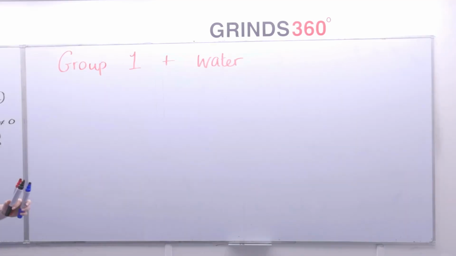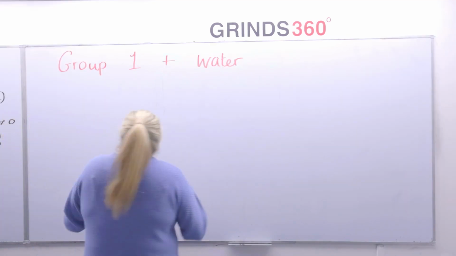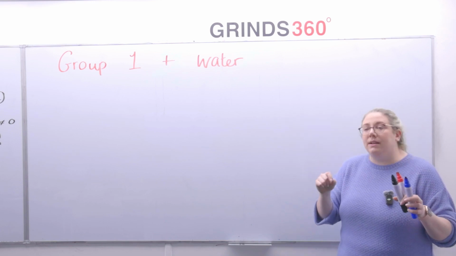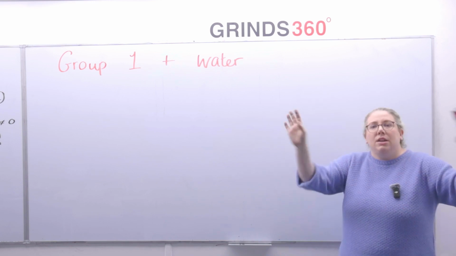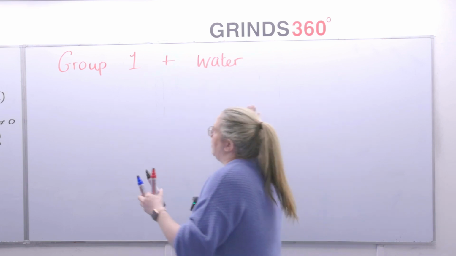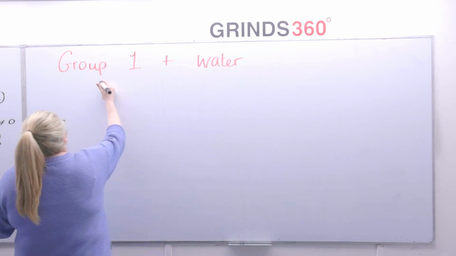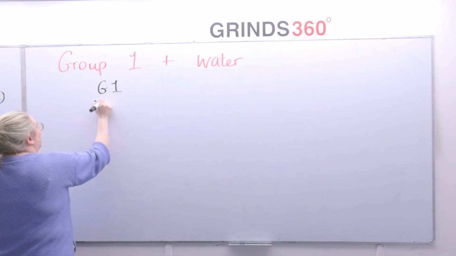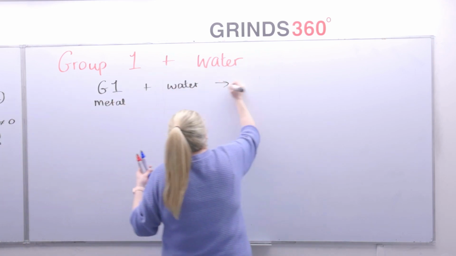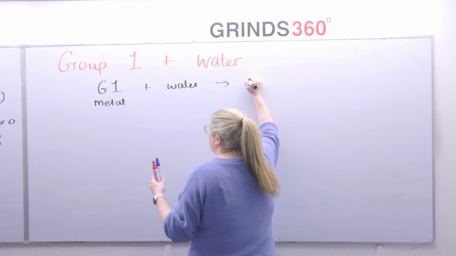Now, the most important one that you have to be able to write is this one. Hopefully you saw this one in the lab where your teacher cut off a little bit of 3 of the group 1 metals, threw it into a basin of water, and we saw lots of nice bubbling, and wasn't it brilliant? Now here, the word equation for this is your group 1 metal reacts with water and we form 2 products.